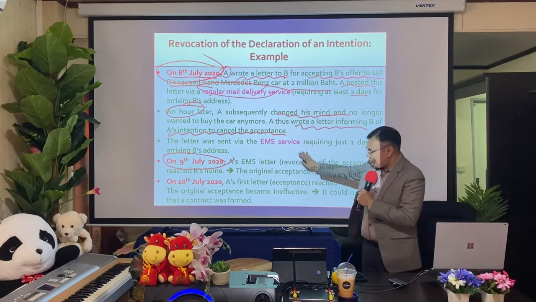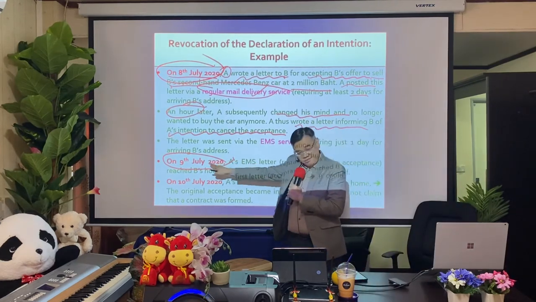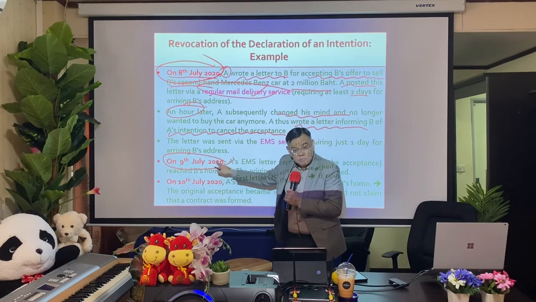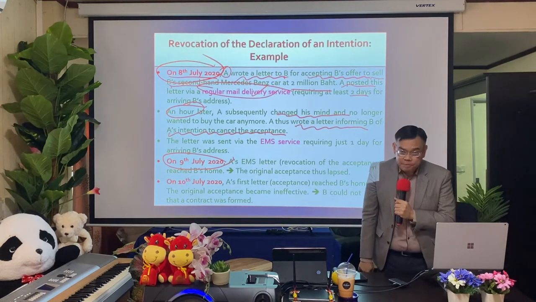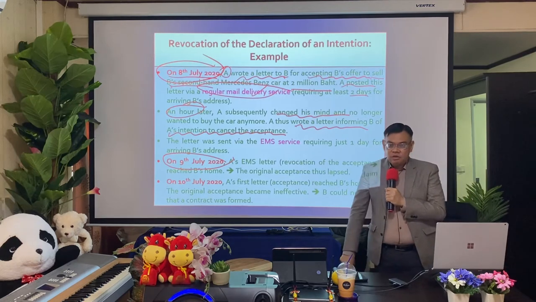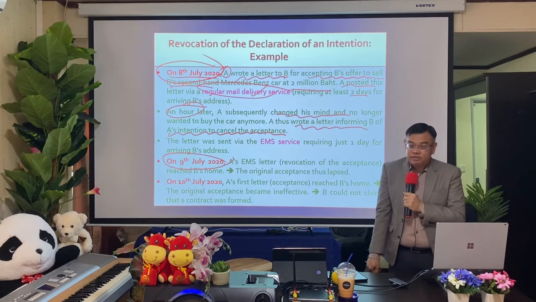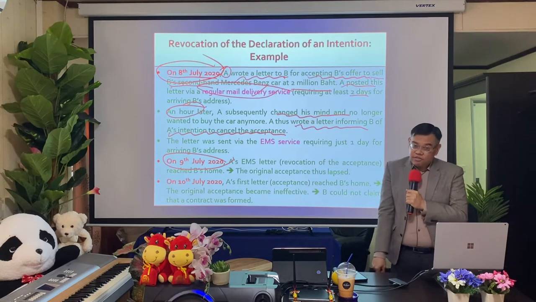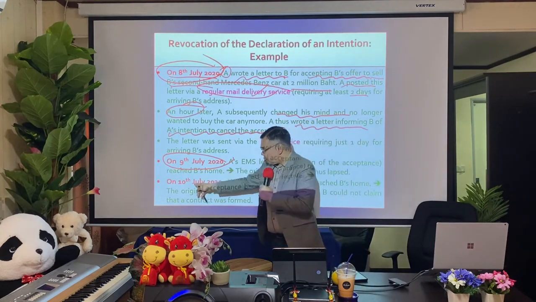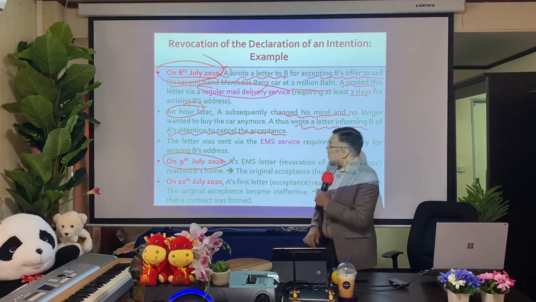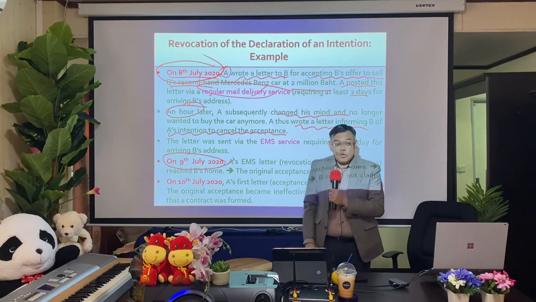Okay, so in this case, fine, right, simply because the second letter, the revocation, reached B before the declaration of the first intention reached B. So in this case, the revocation would be effective, so that the original intention just ceased to be effective, okay? So the original intention here became ineffective. So let's suppose that on the 10th of July 2020, the first letter which was sent by regular mail delivery service reached B.